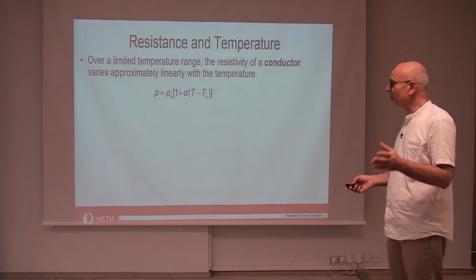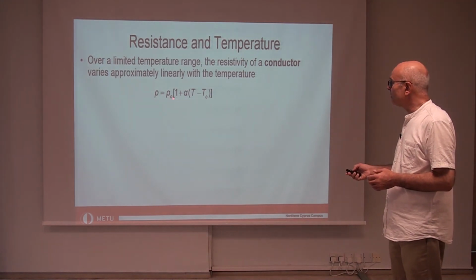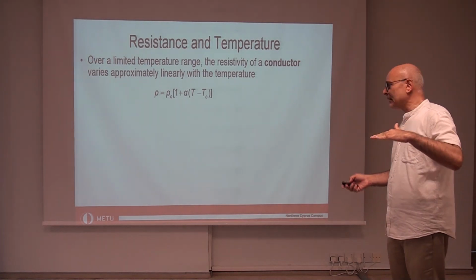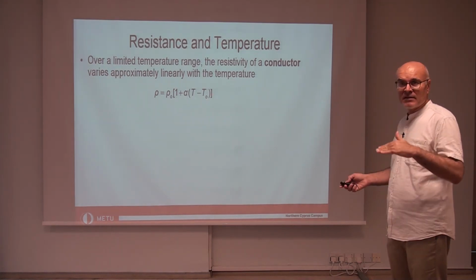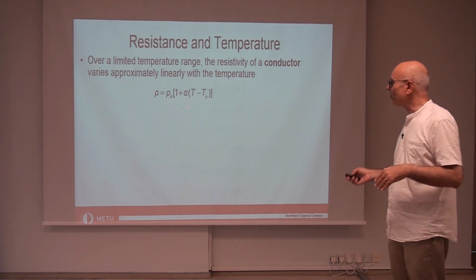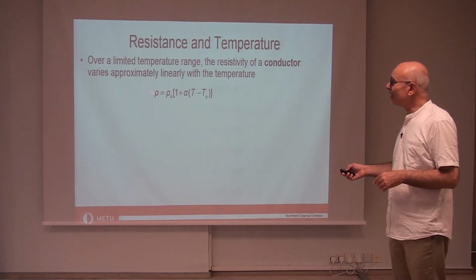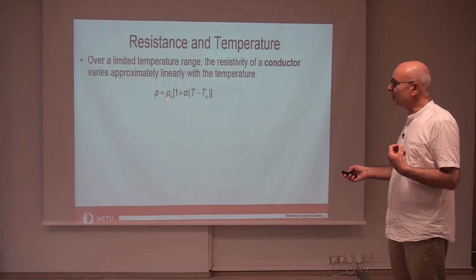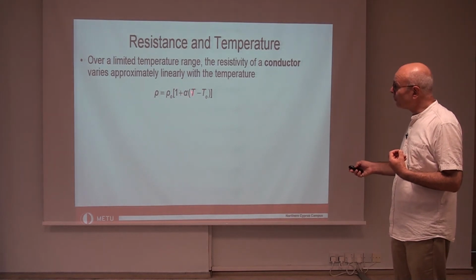Now we have to define what we mean by each symbol. The naught here, rho naught or T naught, refers to a reference point, and usually we take this reference point to be 25 degrees. So T naught is 25 degrees, which is room temperature. Rho naught is the resistivity at that room temperature. So rho at any T is equal to rho naught, the resistivity at room temperature, multiplied by 1 plus alpha multiplied by the temperature you want, T, minus T naught.